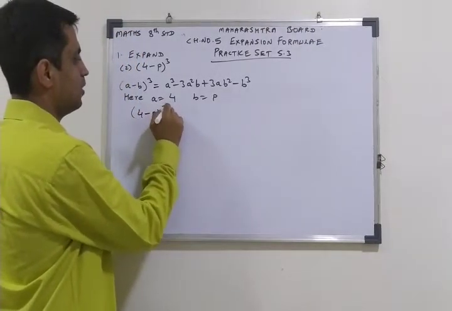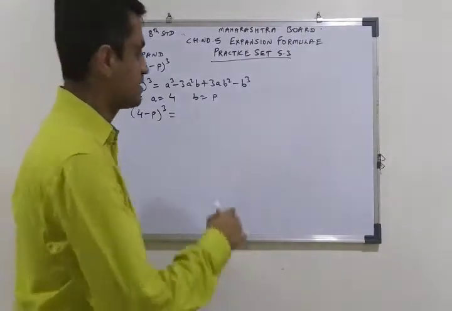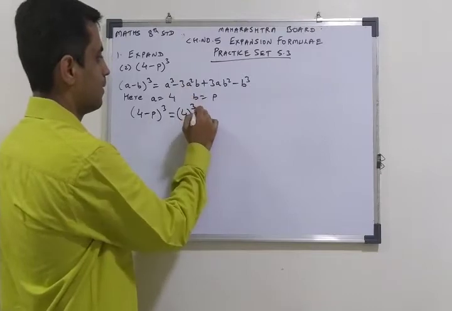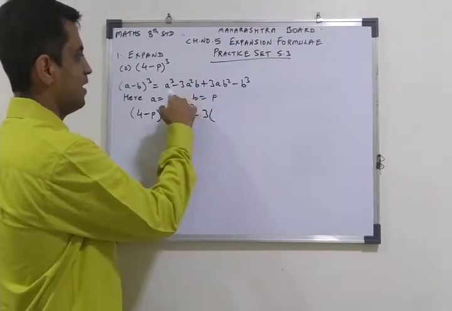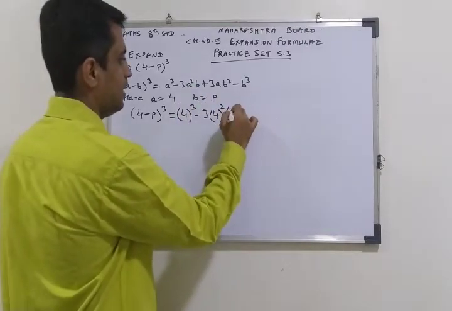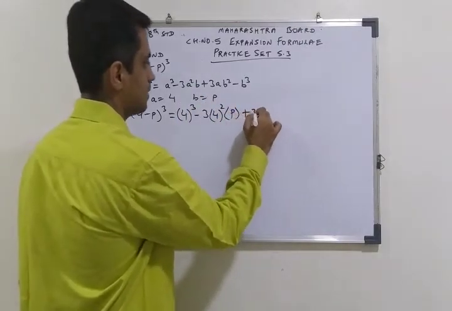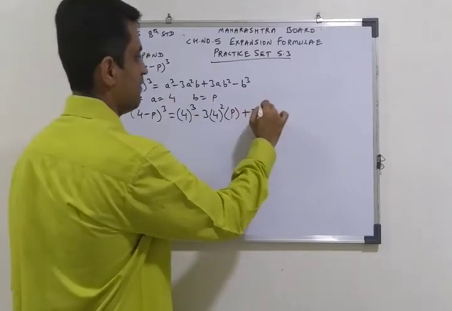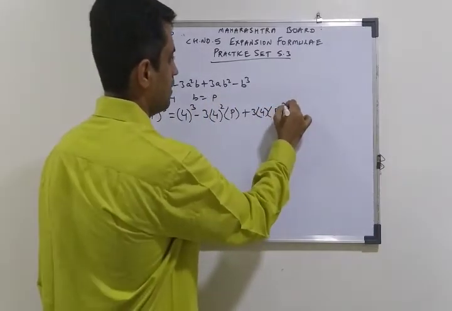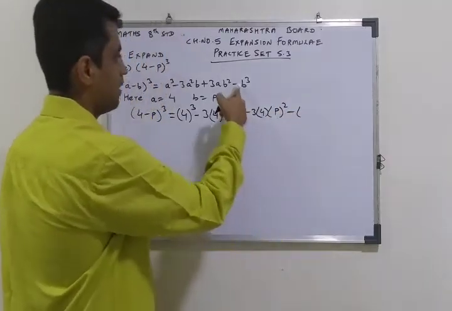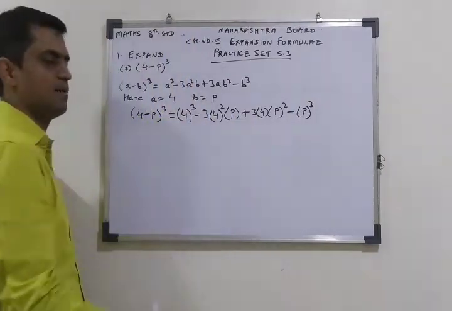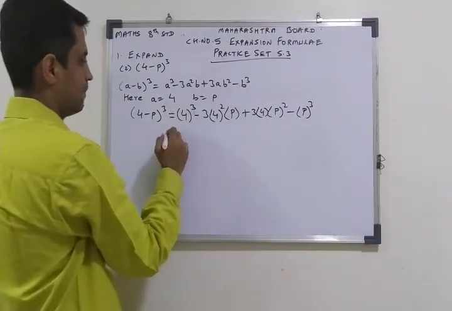4 minus p the whole cube is equal to, now instead of a we will write 4 cube minus 3, instead of a we will write 4 square, instead of b we will write p, plus 3 into, instead of a we will write 4, instead of b we will write p square, minus, and instead of b we will write p here. So we are writing these values as per this formula.